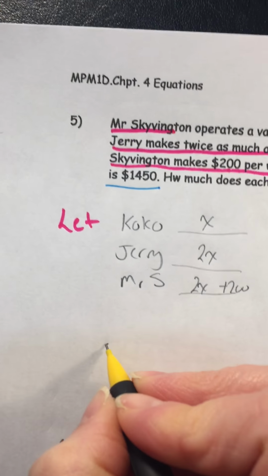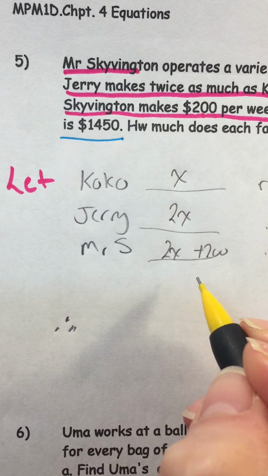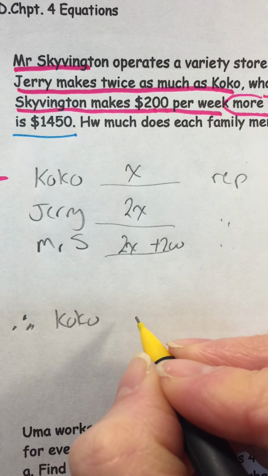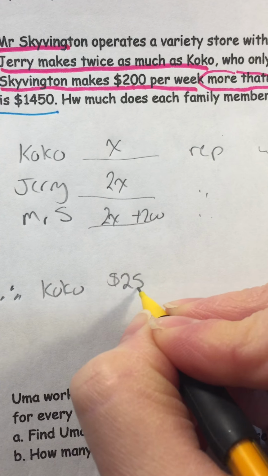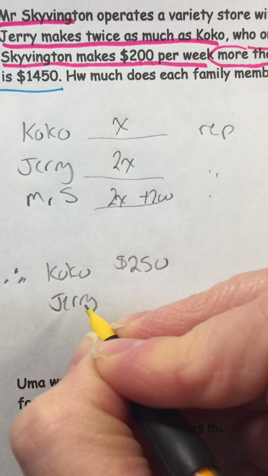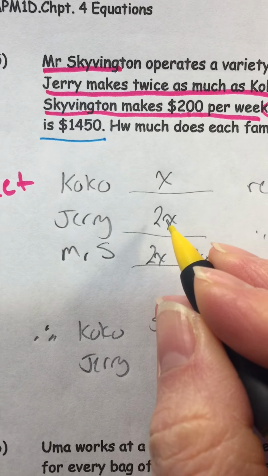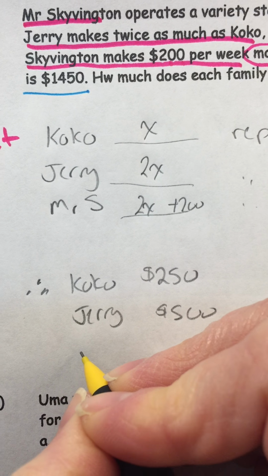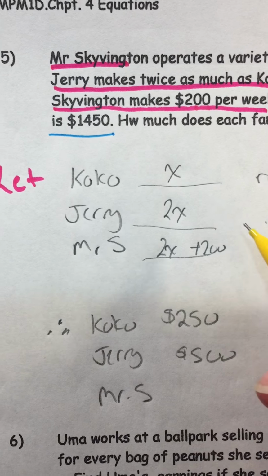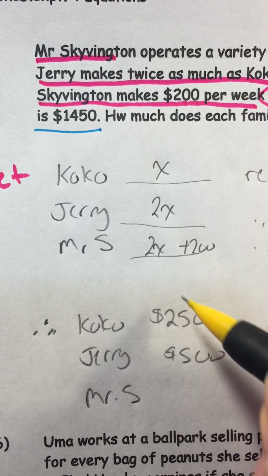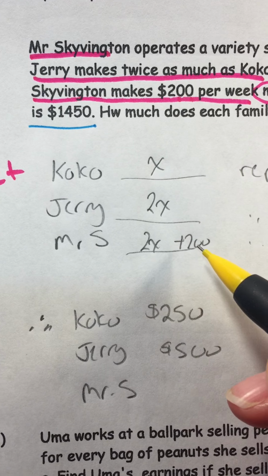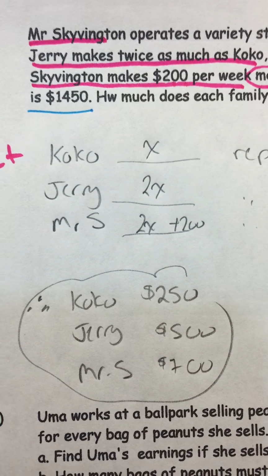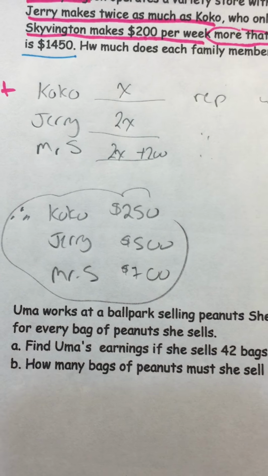Then we have to go to my therefore statement. We have to plug into this. Therefore, I'm going to do this really short form. Coco earns $250. Jerry earns double that, 2 times that is $500. And Mr. S earns 2 times 250, which is 500, plus 200, $700. I've done it short form, but you could write, Coco earns, Jerry earns, Mr. S earns.